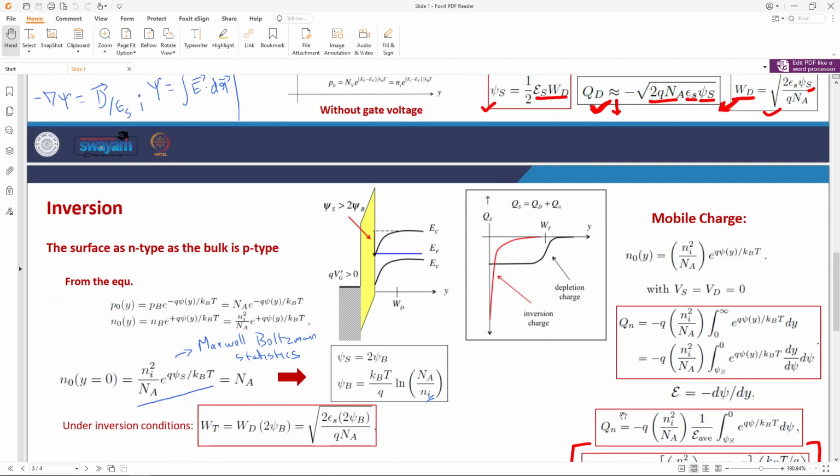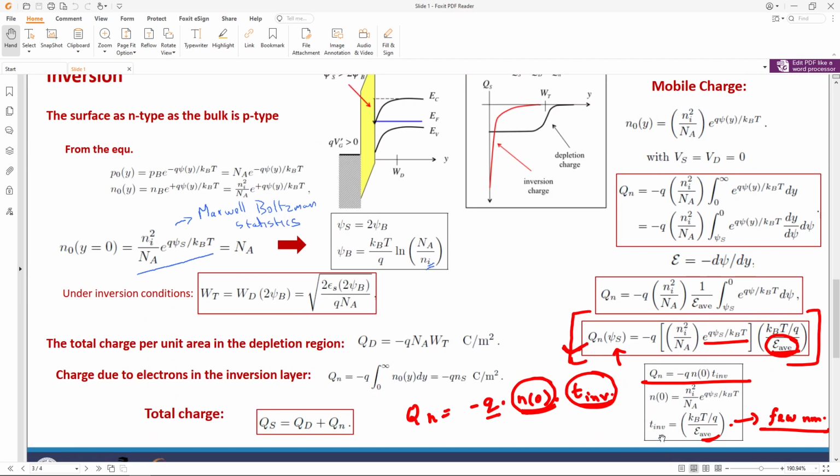So that is how we arrive at the inversion thickness, and that is the actual channel through which conduction takes place. When we talk about pinch off and device saturation, we are talking about the pinch off of this inversion layer. I hope that answers your question.